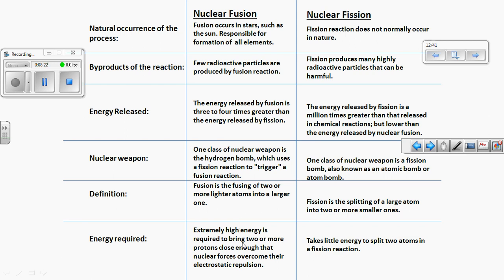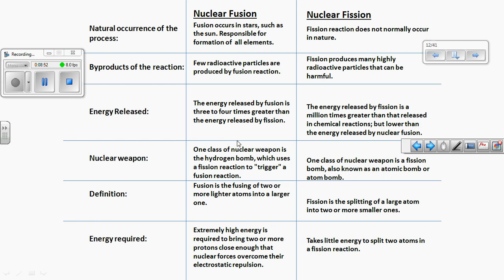The energy that's required in order for this to happen, though, is extremely high because you're trying to bring two or more protons close enough that their nuclear forces will overcome their repulsion forces, because we know that opposites attract, but like charges will repel each other. So it's going to take a lot of energy to get the protons in these nuclei close enough to where they're not repelling each other in order to fuse them together. So it takes a lot of energy.